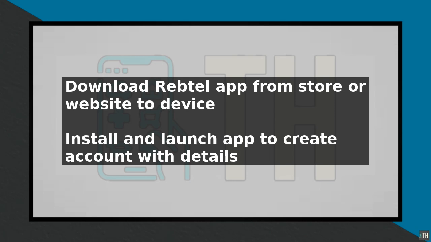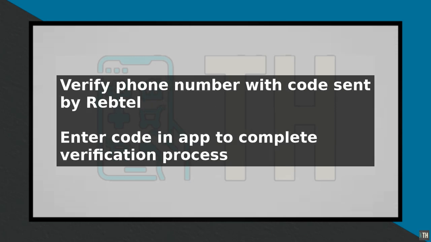to your computer. Once you have installed the app, launch it and create an account by providing your name, email address, and phone number. After creating your account, you will need to verify your phone number. Rebtel will send a verification code to your phone, which you need to enter in the app to complete the verification process. This step is important to ensure that your account is secure and that you can make calls and send messages. Now that your account is set up, you can start making calls and sending messages to your friends and family around the world.